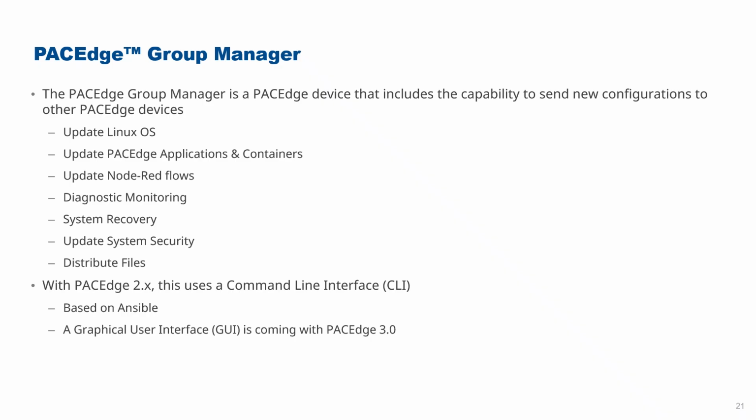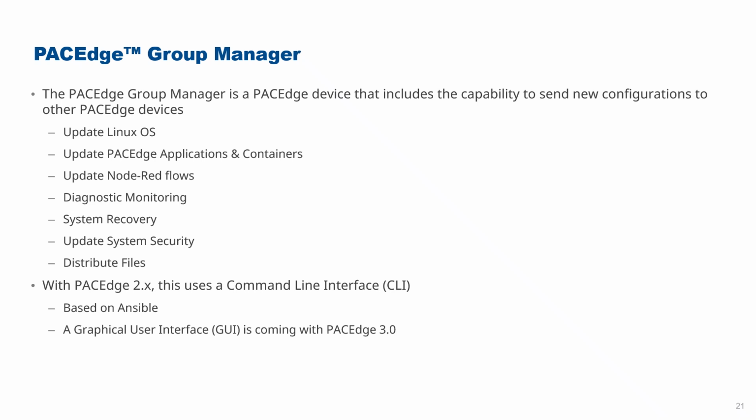A big challenge for edge type applications is maintaining all of the devices. It's easy if you've got one or two, but as you get more and more, it becomes harder and harder to actually keep all of those separate devices updated. So for this, we've introduced the concept of the PACEdge Group Manager. What the Group Manager is, it's a separate PACEdge device that includes the capability to send new configurations to other PACEdge devices. So it's based on PACEdge, and then it has the additional capabilities based on Ansible. And in PACEdge 2, we use a command line interface, but we are planning a graphical user interface with the next version of PACEdge coming soon.